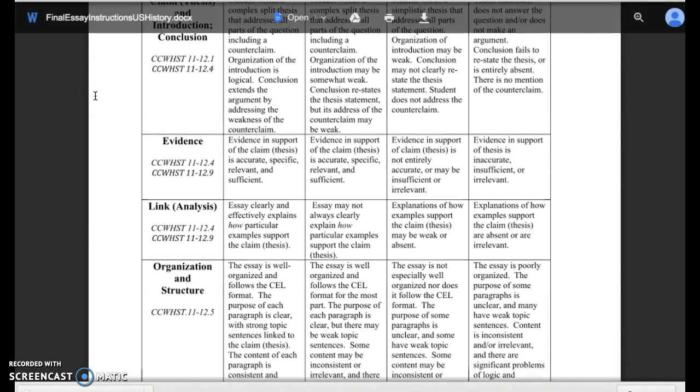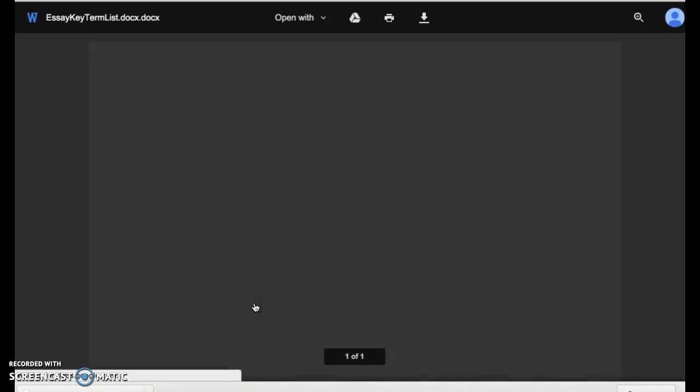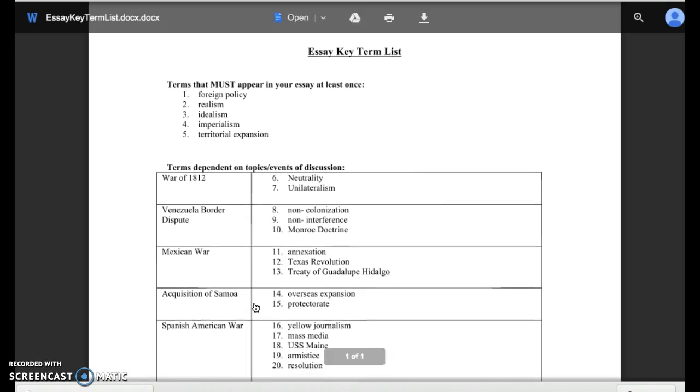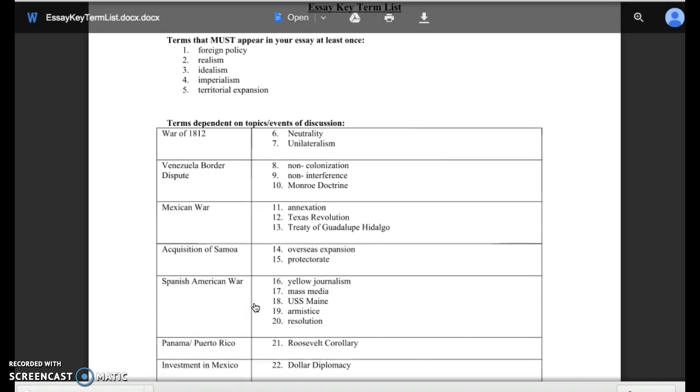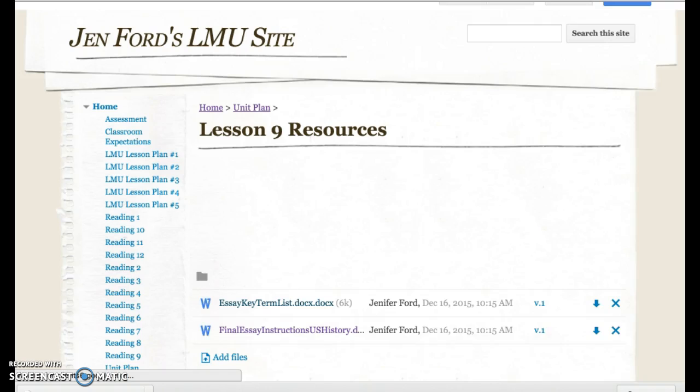I'm really learning that they need more guidance when I give assignments. And then on top of that, I used a term list, which is really to help guide them in what terms they should be using. And for my IEP students, they also got an outline with sentence starters.